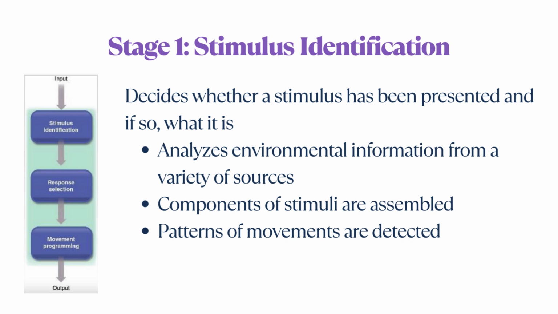The components of the stimuli are assembled, such as the colors, edges, borders. The brain distinguishes the relevant from the irrelevant information. The patterns of movement are also detected, and this includes speed, distance, flow, and more. The goal of this stage is to accurately detect and recognize the stimulus to prepare for the next stage, which is deciding on a response for what to do with this information.